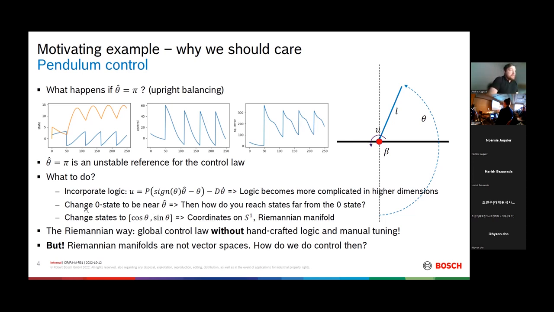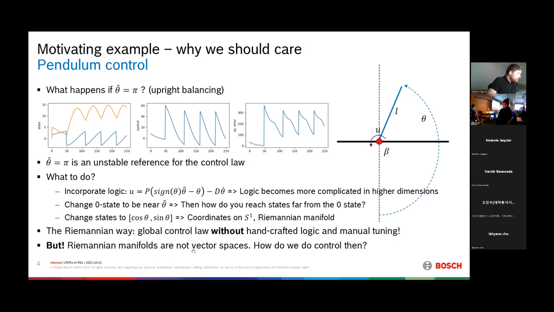Then another solution you might offer is to change the zero state to be near the upwards position. So near the zero state, in this case, of course, the control will work perfectly around up here, but then what happens if I want to control to the downwards position? So again, this is not a global solution.